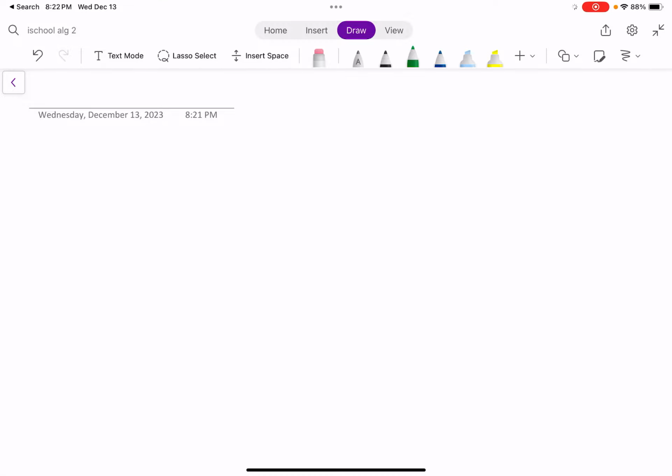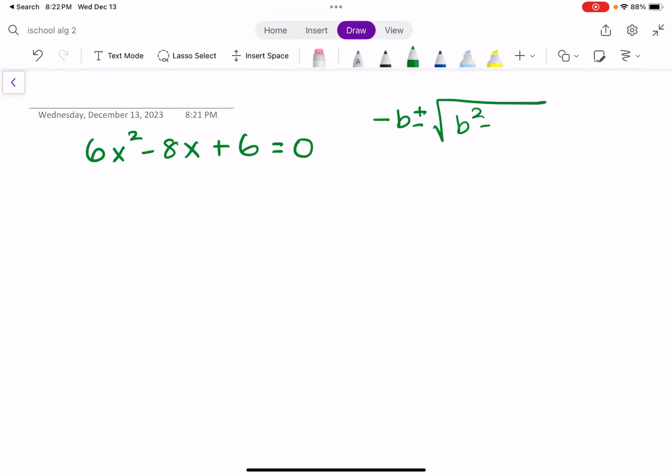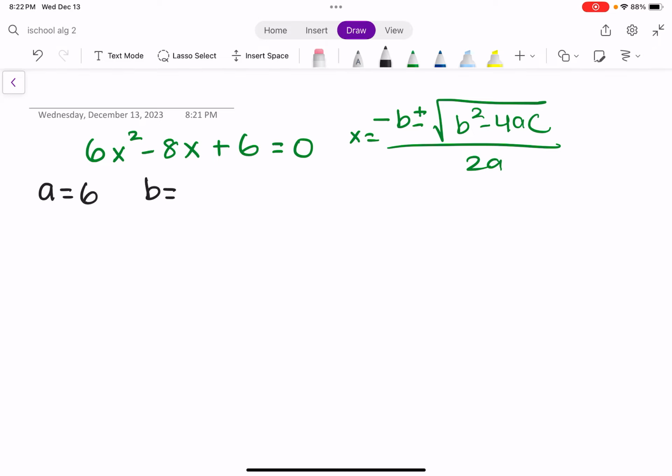Okay, we're gonna do a second example where you have to do a little bit more simplifying. So let's say we have the following equation, 6x squared minus 8x plus 6 equals 0, right? So I'm gonna write down the formula again just so we have it, but you should also have it in your notes. But let's first identify our A, B, and C. So our A is 6, our B is -8, and our C is also 6. So I'm going to start plugging it in.